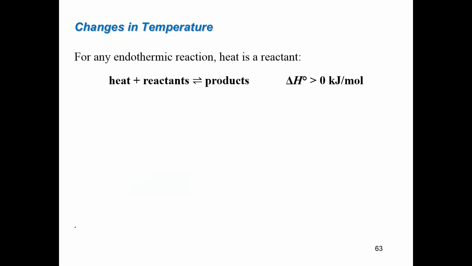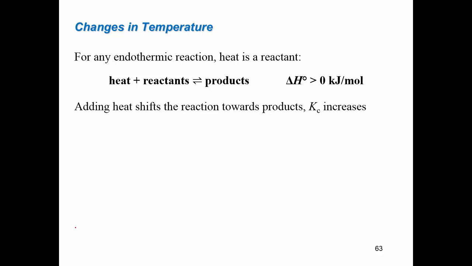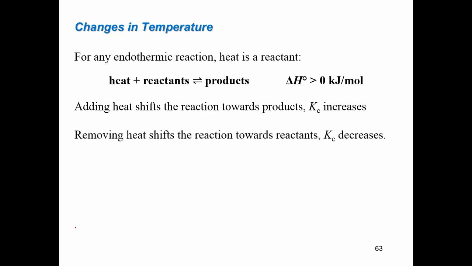So for any endothermic reaction, heat is a reactant. You need heat in order to convert your reactants to products, and your delta H is going to be greater than 0. It's positive. So as you add heat, you shift the reaction towards the product, and then the Kc is going to increase. If you remove heat from an endothermic reaction, the reaction will shift towards the production of reactants, and your equilibrium constant K will decrease.